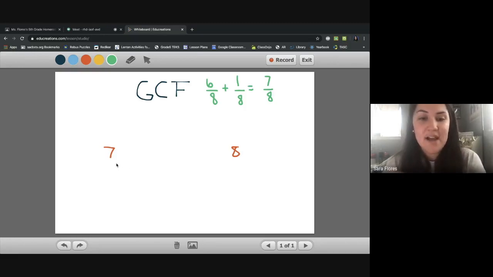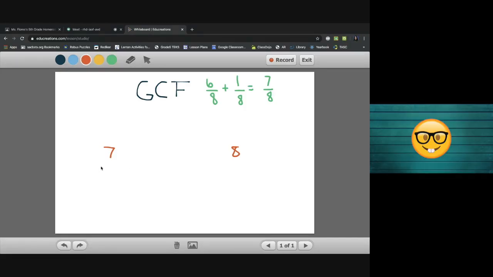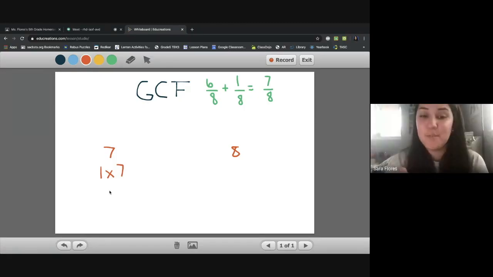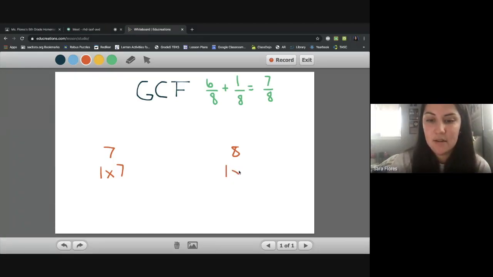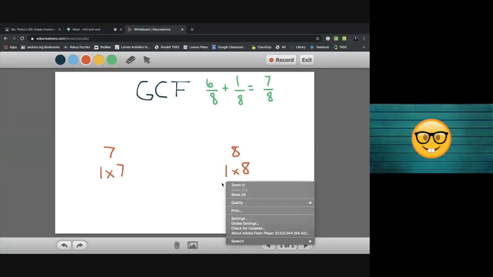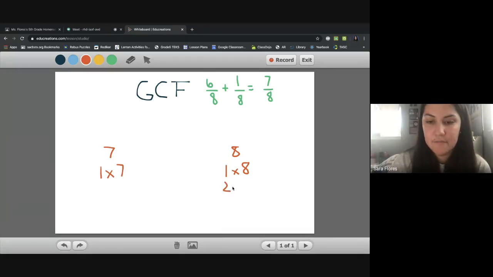Who can give me the factors of 7? You have 1 and 7, 14, 21, 28. No, those are multiples. Those aren't factors. Okay? Factors are numbers you multiply to get to that number. So 1 times 7. Who can give me the factors for 8? 1 times 8. Awesome. And what's my next one? 2 times 4. Awesome.